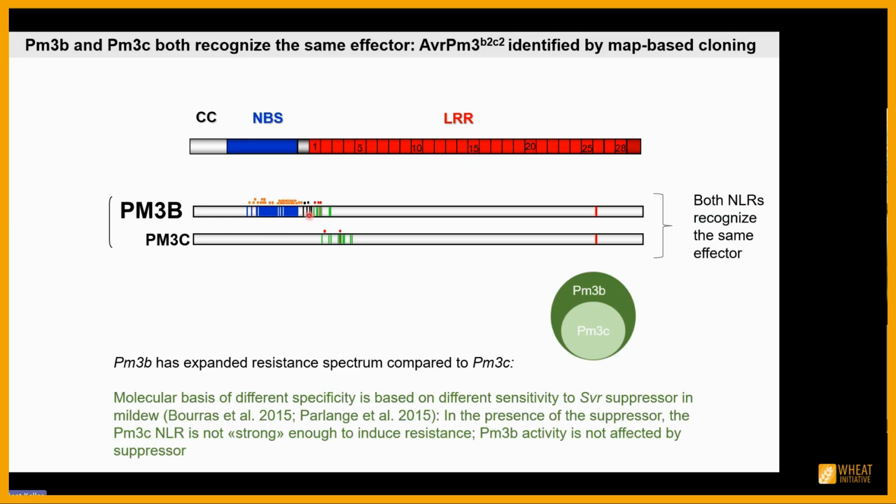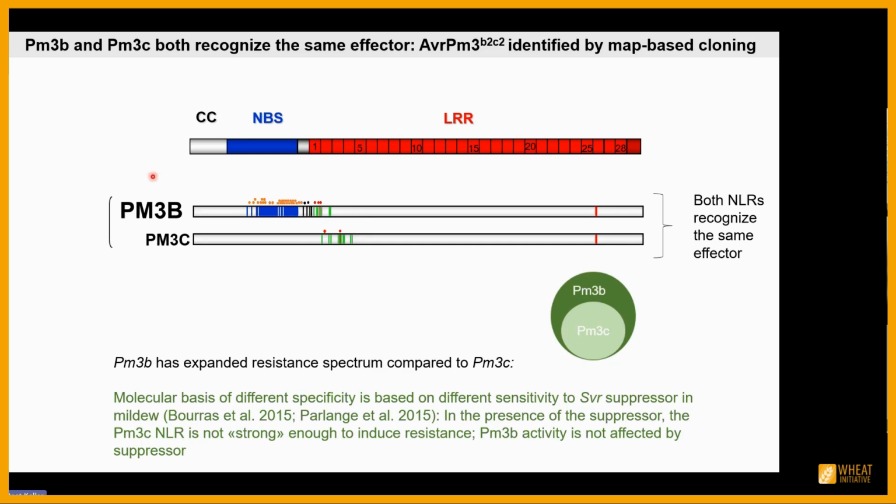So first, I would like to describe what we did on PM3B and PM3C. As I already said, these two NLR immune receptor variants recognize the same effector, but PM3B has an expanded resistance spectrum. And we know that this expanded resistance spectrum is because of a differential reaction to a suppressor gene in powdery mildew. I don't want to go into this here, but we know that this suppressor exists because we can detect it, and we have isolated it at the molecular level based on genetic analysis.